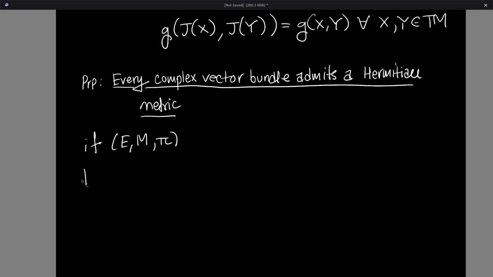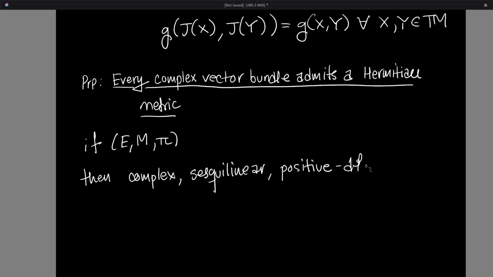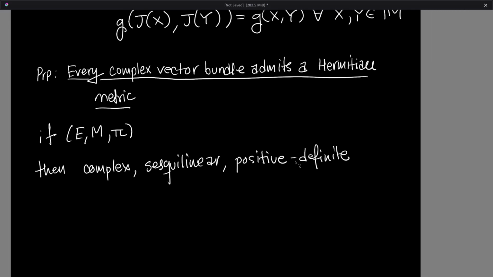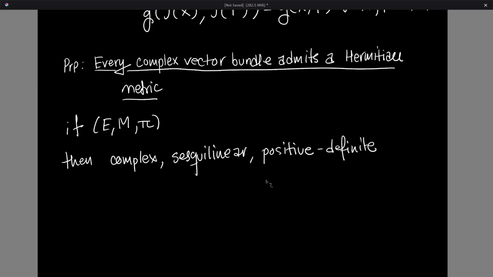So if this, then there is a complex sesquilinear positive definite. Oh, I forgot to say that the Hermitian metric is positive definite, right? I was thinking about it and then I forgot. But yes, the Hermitian metric has to be positive definite as well in order for, when we were saying that we're going to inherit or induce the Riemannian metric from the Hermitian metric, it wouldn't have worked if it wasn't positive definite. So yeah, it also has to be positive definite.